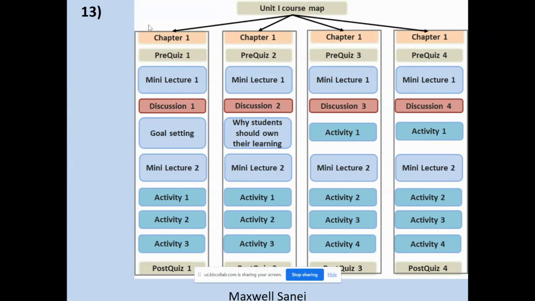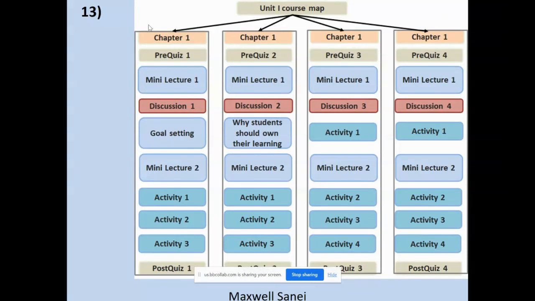If you look at this, we start chapter 1 with a pre-quiz, then a mini lecture, and during the lecture, discussion. This is the time for discussion. We do the software, and I will tell you how that works. Then I have some other things, then activity 1, activity 2, activity 3.